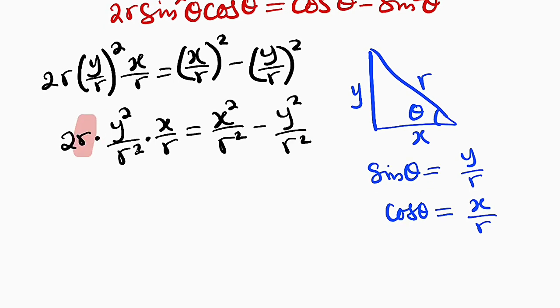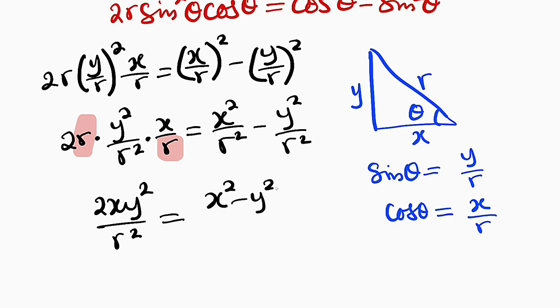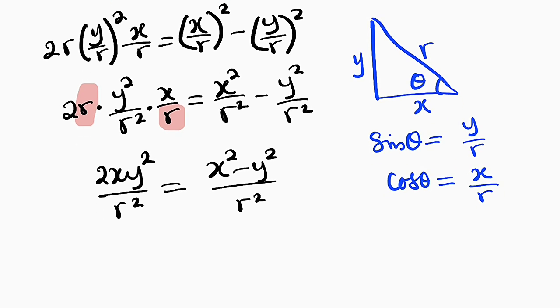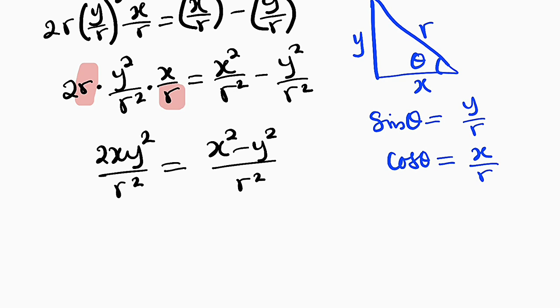You can see that this r will cancel this r. Let me cancel this one with that one. So what do we have? We have 2y squared x, or I can write it as 2x y squared divided by r squared, right? This is equal to, you can see we have a common denominator. So we can say that this is the same thing as x squared minus y squared divided by r squared. So if you multiply both sides by r squared, the r squared at the denominators will cancel, leaving only 2x y squared equal to x squared minus y squared.